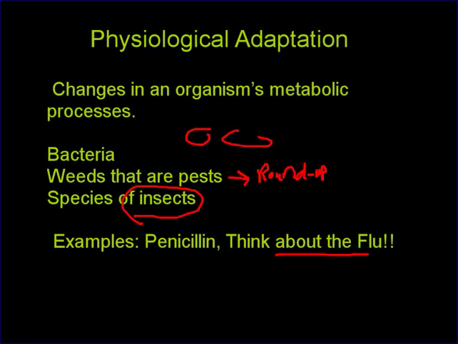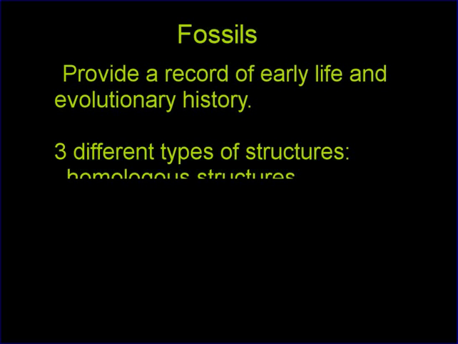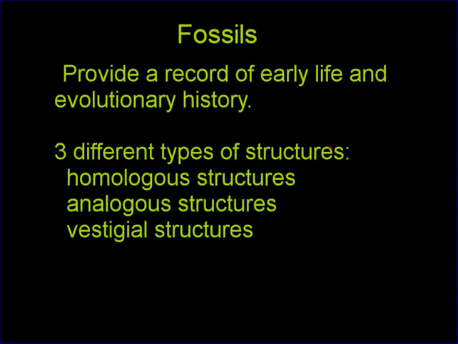All right. The next thing we talk about is fossils, and what they do is they provide a record of early life and evolutionary history. We talked a little bit about that last time. But there are three different types of structures that we look at: homologous structures, analogous structures, and vestigial structures. But first, we'll start with homologous.